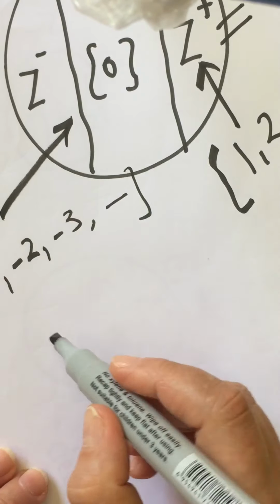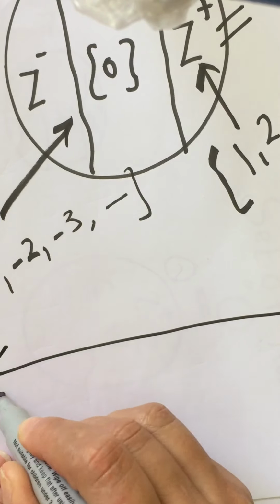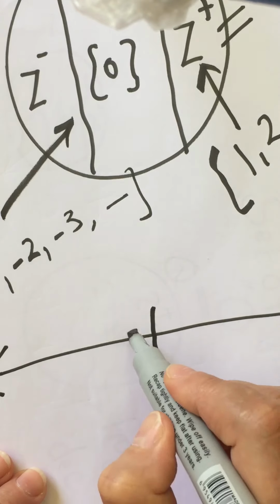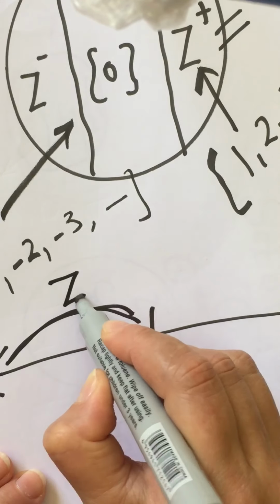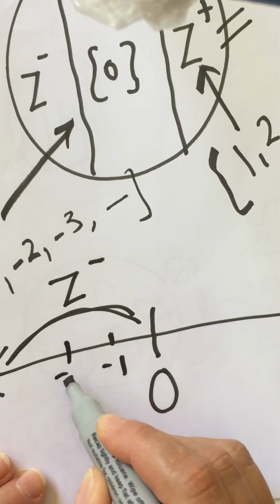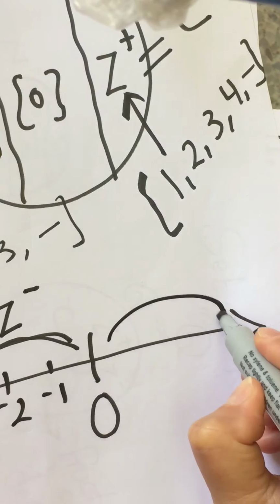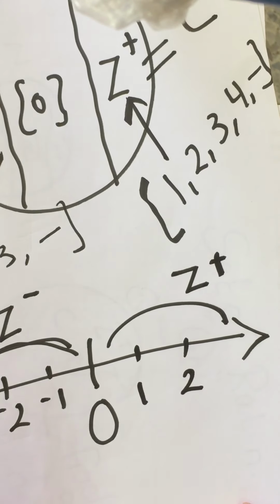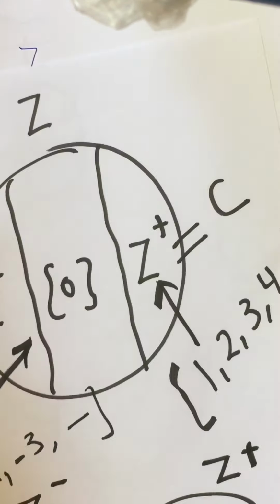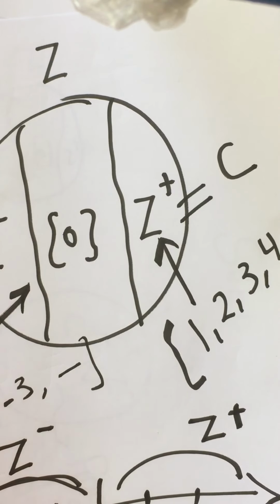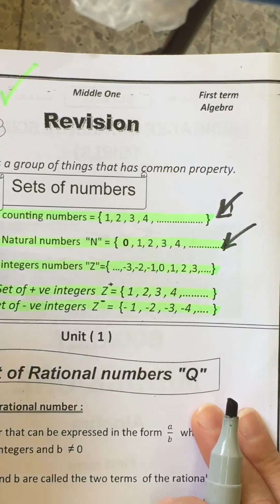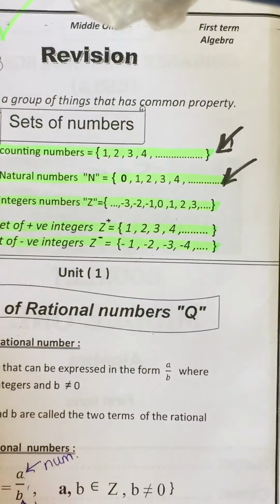If you remember when you draw the number line in Junior 6, we put 0 in the middle because 0 is neither positive nor negative. The left side is Z negative, so we start with -1, -2 and so on. The right side is Z positive, we start with 1, 2 and so on. This is our number line and these are our circles that we took in Junior 6. These are the sets that we have taken before: the set of counting, natural, and integers. What we are going to take this year is the set of rational numbers.